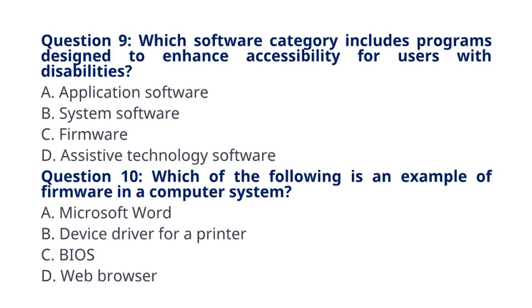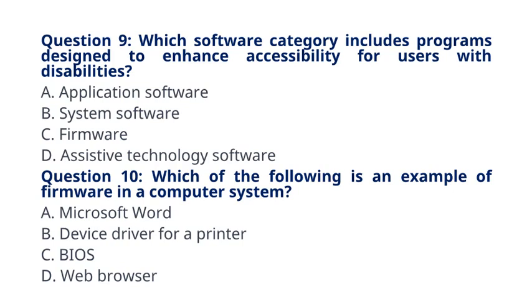Assistive technology software. Explanation: Assistive technology software includes programs designed to enhance accessibility for users with disabilities, such as screen readers or speech recognition software. Question 10.